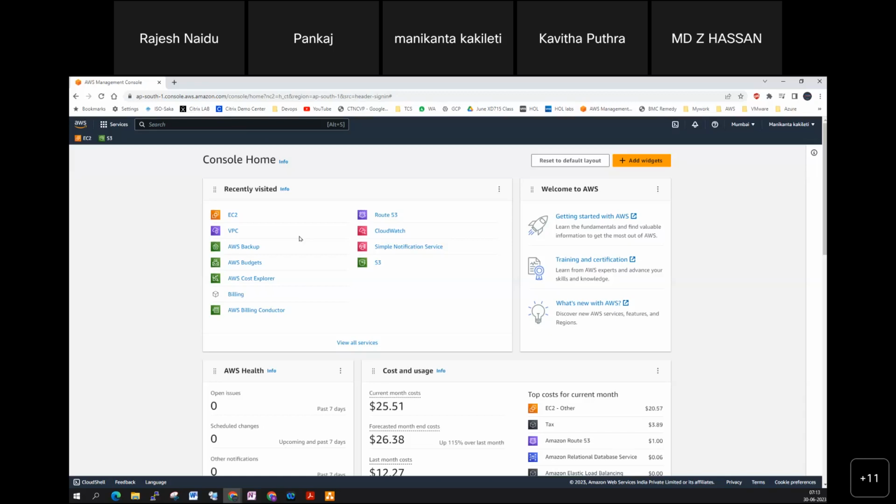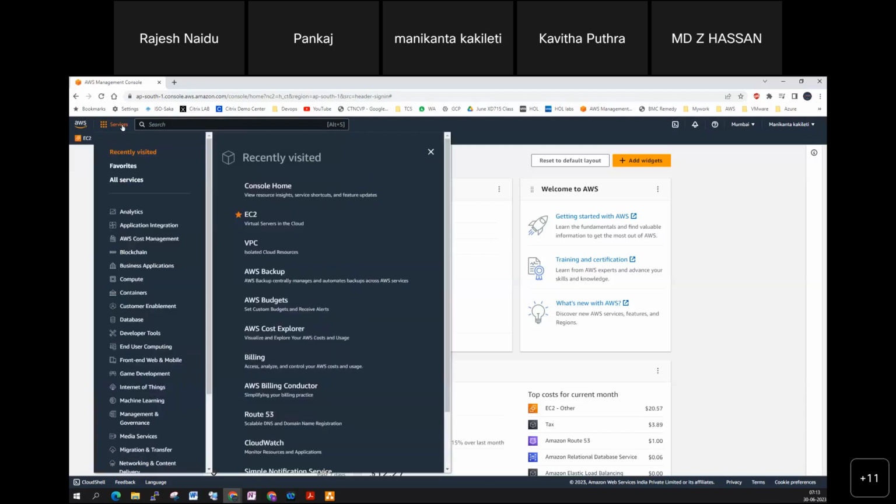The same way, in the AWS environment, all the services are there, but you're not managing all of them. That is not your job. You're managing only limited, specific services. Suppose Raghavendra is coming from a database administrator background, and Pankaj is from a network background.